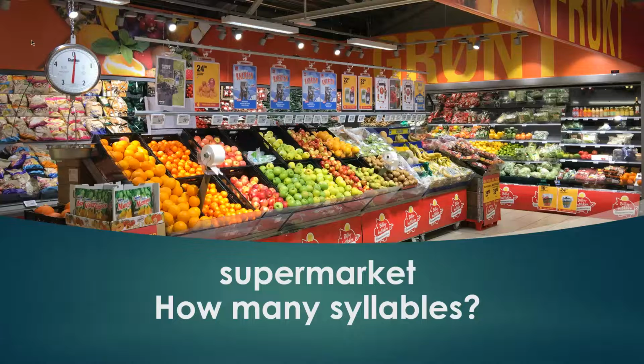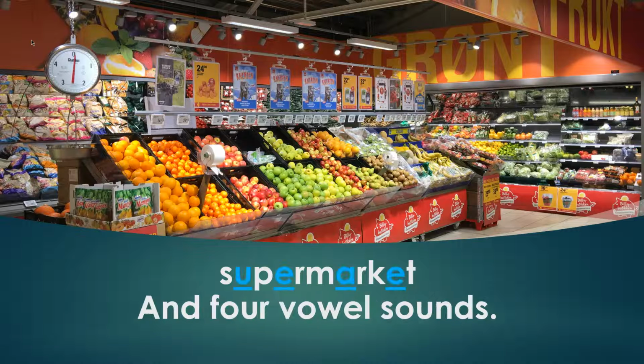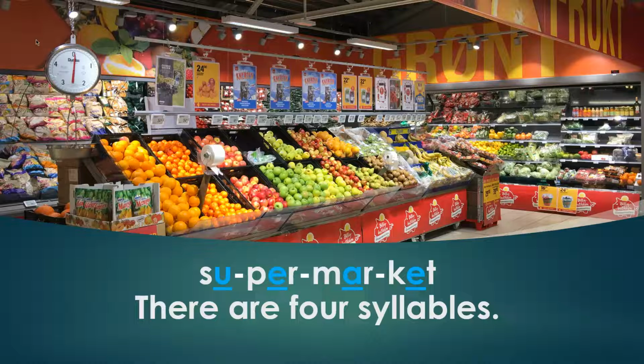Supermarket. How many syllables in supermarket? Take a look at that for a moment. Pause the video if you want. There are 4 vowels, a U, an E, an A, and another E, and 4 vowel sounds. The U, the E, the A, and the other E all make a sound. None of them are silent. Supermarket. So there are 4 syllables.